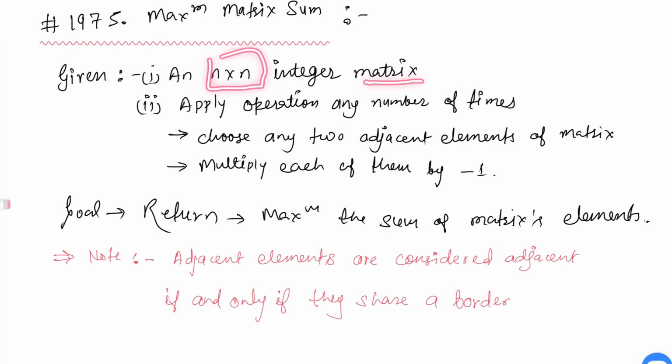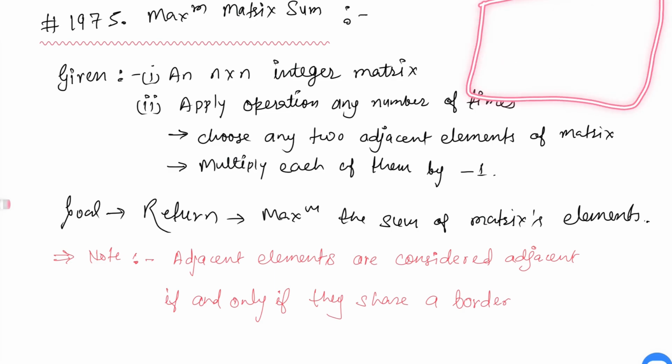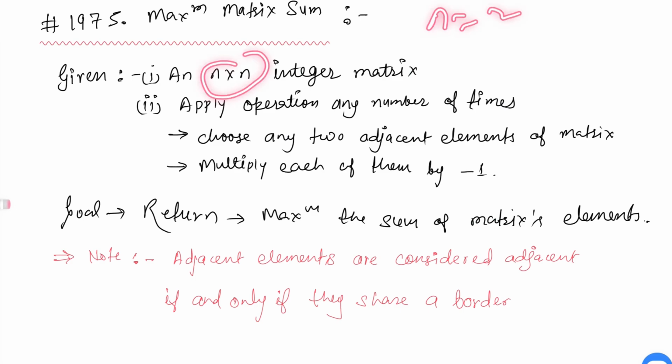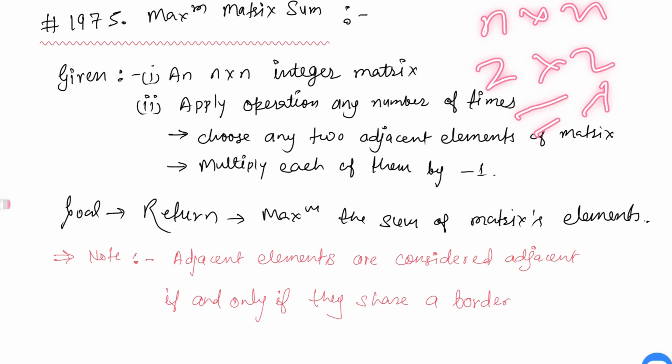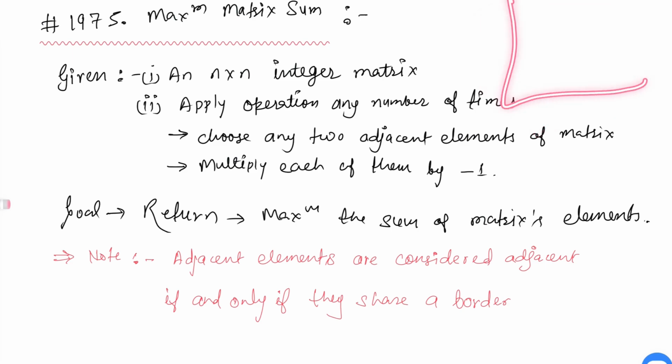It is n cross n. What is the meaning of n cross n? Let's suppose n is 3, which means 3 into 3, a total of 9 cells. If you draw the matrix, it should look like this. When we talk about n equal to 2, it is 2 into 2, which is 4, so a total of 4 cells shall be there like this. That is why it says this is an integer matrix and it is n cross n. It is a matrix where we multiply n cross n. It is very simple.